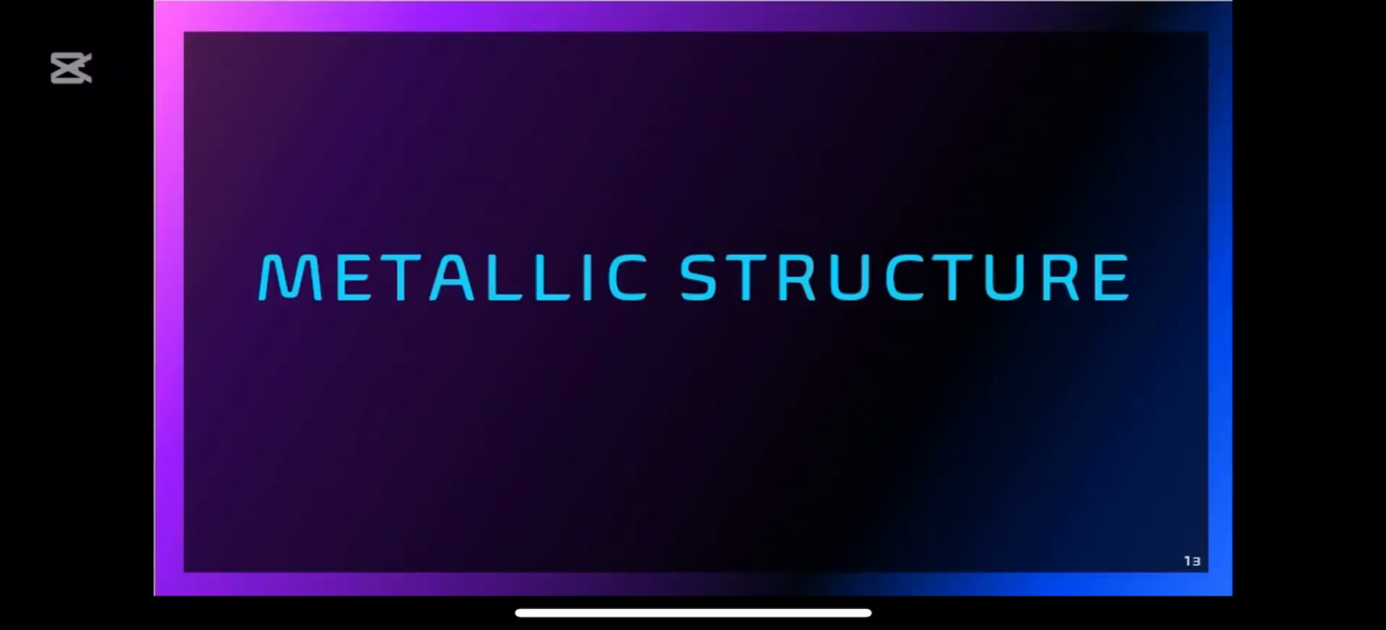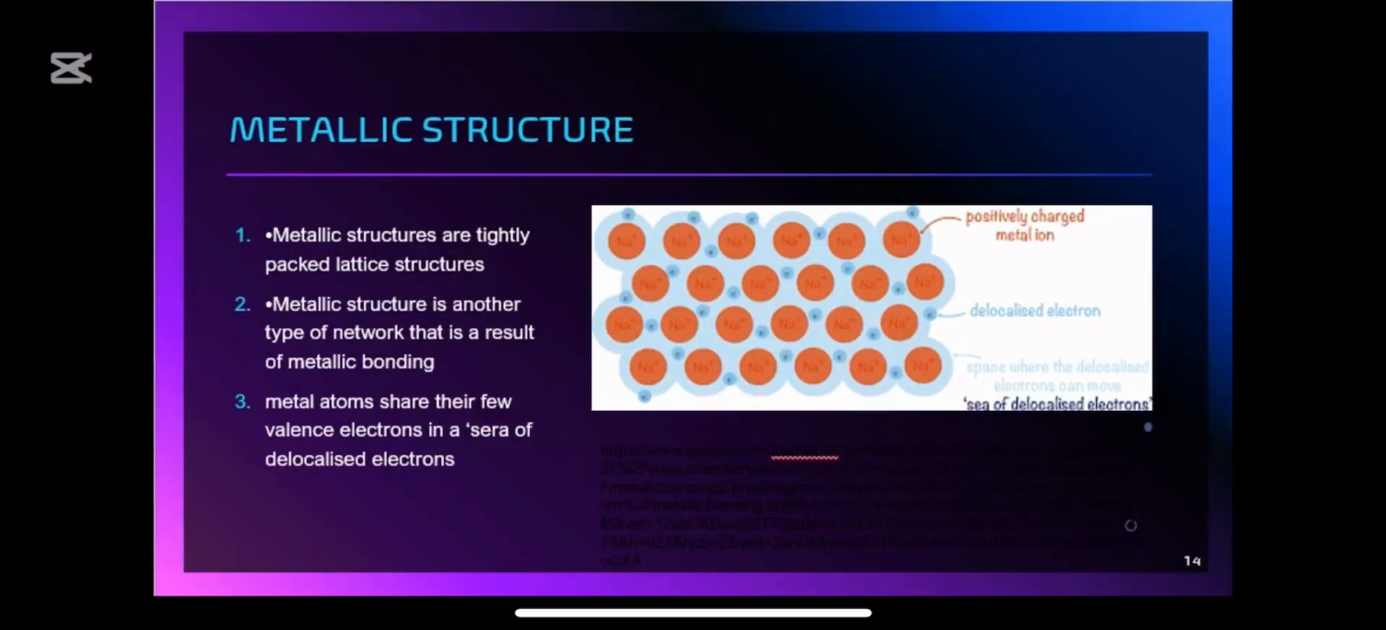Now it's time for a final type of network, metallic structures. Metallic structures are tightly packed lattice structures. Metallic structure is a result of metallic bonding, which is simply the way two metals bond together. It is a process where metal atoms share all of their valence electrons in a sea of delocalized electrons, forming a strong electrostatic attraction between positive metal ions and the sea of delocalized electrons. The delocalized electrons form the glue that holds the positive metal ions together due to their different electrostatic charge.